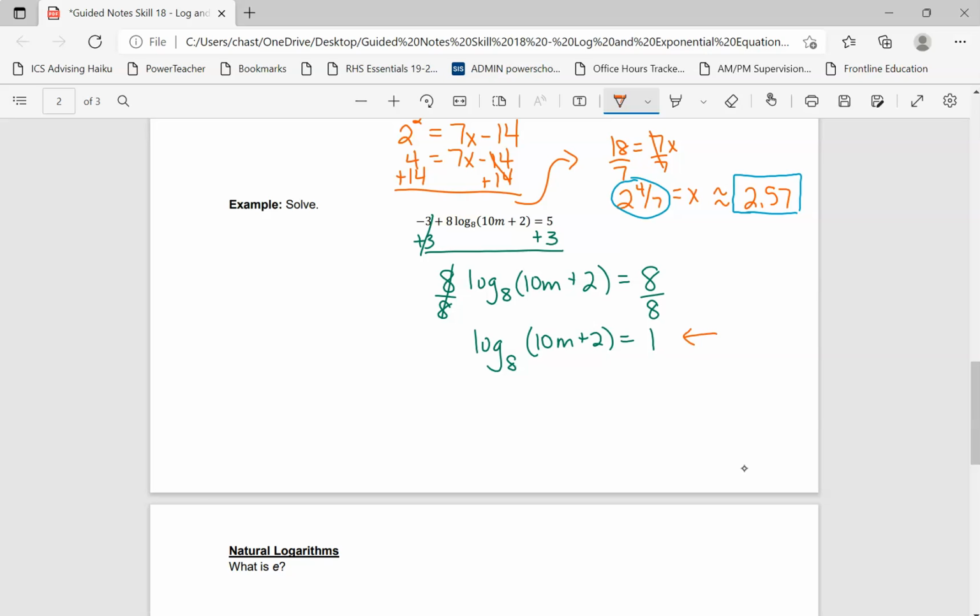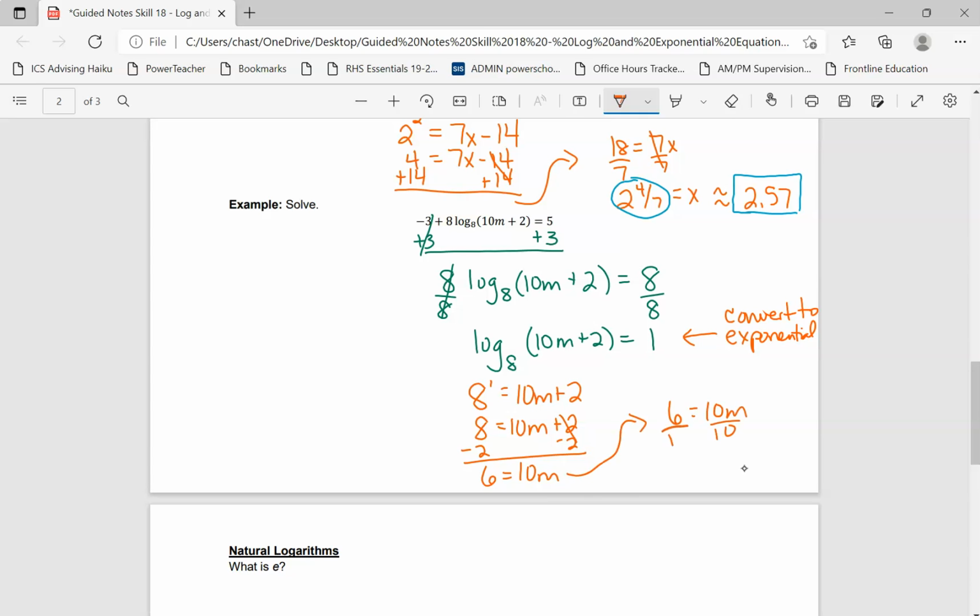So now what we do is we write this in exponential form. Convert to exponential. So 8 to the first equals 10m plus 2. And I know you all know how to solve this out. 6 equals 10m. Divide by 10. You get m equals 0.6.